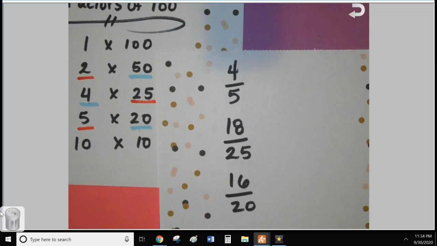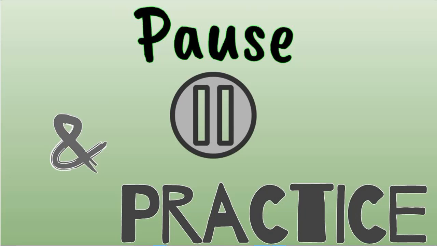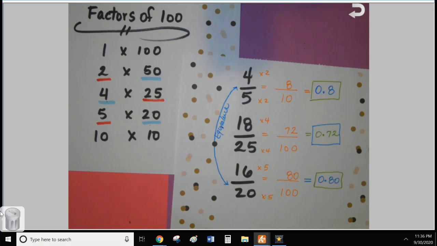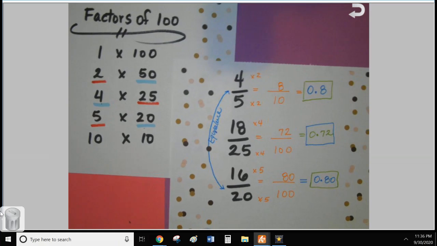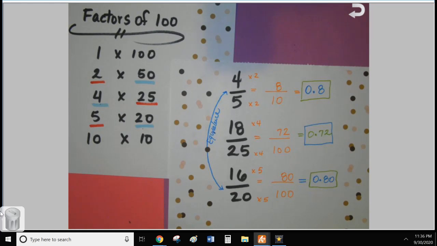No division required. All right, guys, welcome back. Let's check our answers. So 4/5, you had the option to go in 10 or 100. I went with 10. It's quicker, it's smaller. I know my twos, right? So you would get 8/10, or you could have went with 100 and got 80 hundredths.